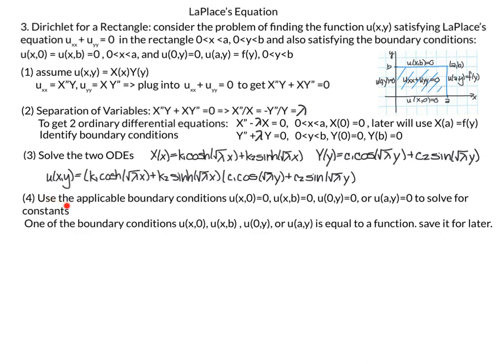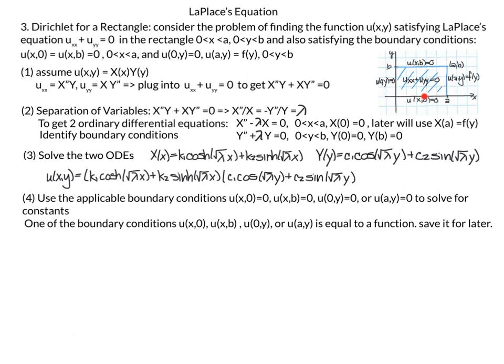Our next step is to use the applicable boundary conditions, and by applicable, I mean where one of the boundaries is equal to 0. So we have four boundaries, right? We have y is equal to 0 here. We have y equal to b is another boundary. Our boundary along the x-axis is x is equal to 0 and x is equal to a.